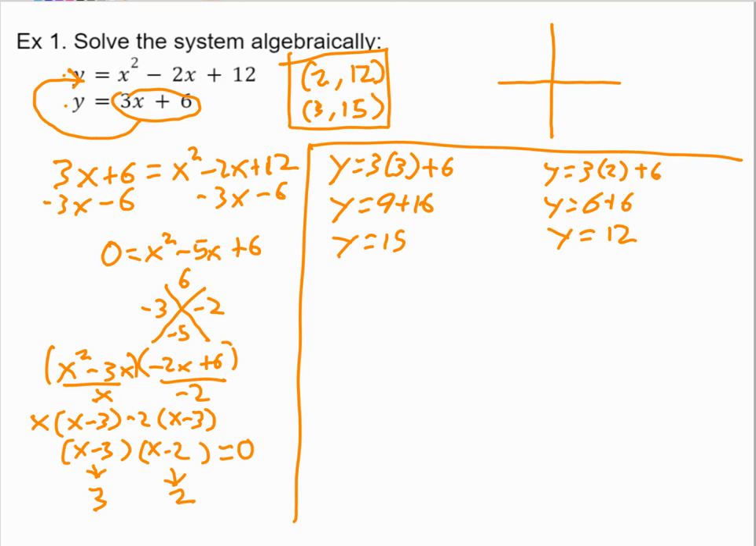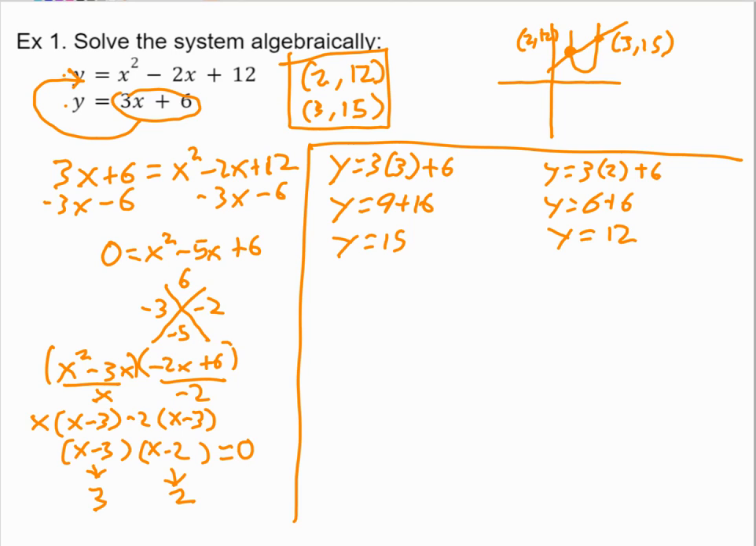If I think of what my equation would look like, I've got this quadratic, and I've got this linear equation, and I'm just very roughly sketching these. And this point right here would be (2, 12), and this point right here would be (3, 15).